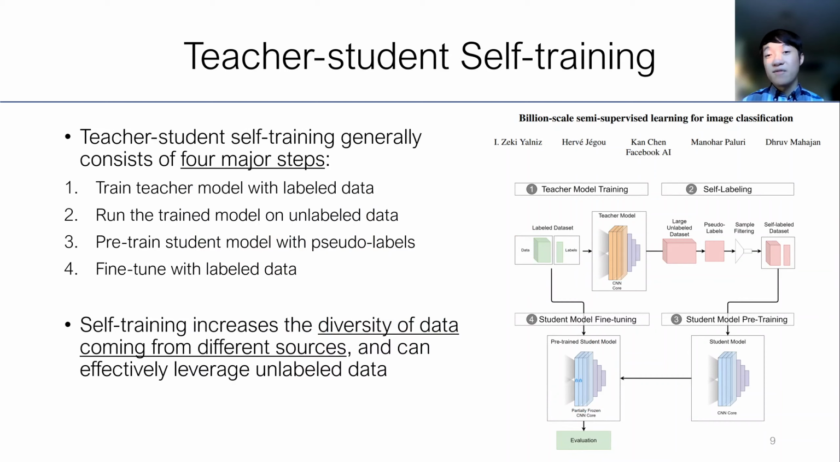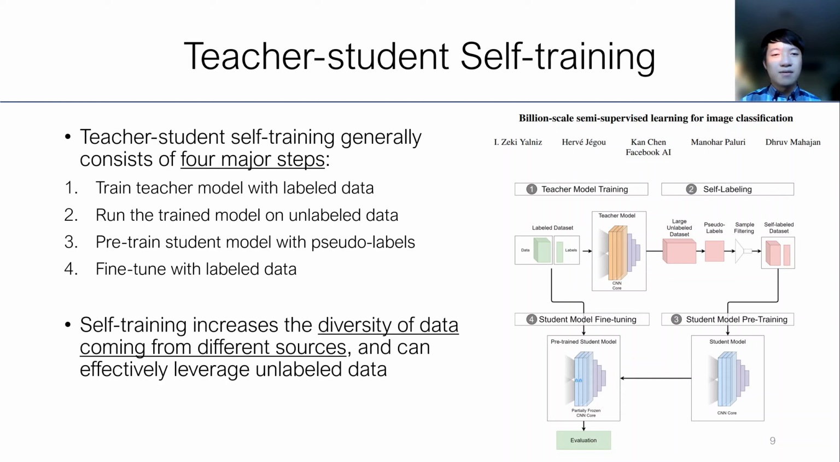So teacher-student self-training usually involves 4 major steps. First of all, we train a teacher model with the labeled data in a fully supervised way. And then we run the trained model on the unlabeled data to obtain pseudo-labels. We can choose to perform further sample filtering at this stage to form the self-labeled dataset. And then for the student model, we pre-train it with the pseudo-labels, so the self-labeled dataset. And then finally, we align the student model to the labeled data by fine-tuning it with them.